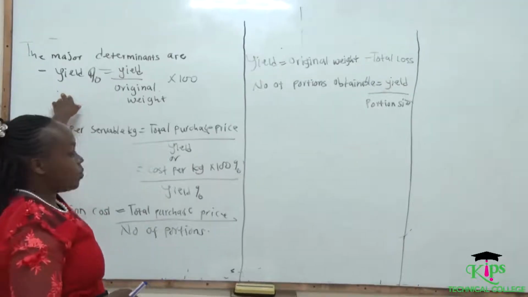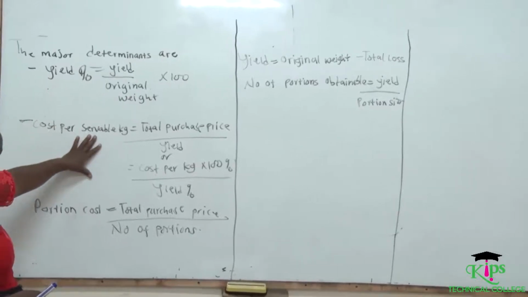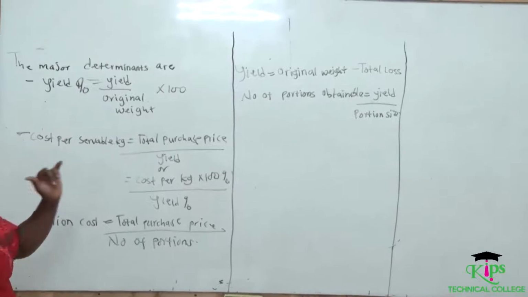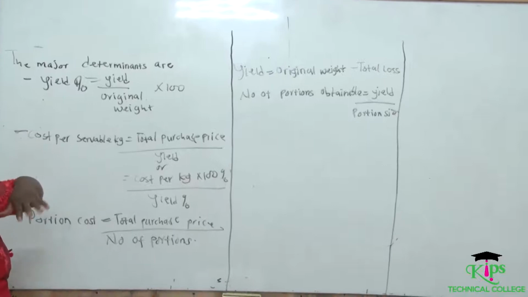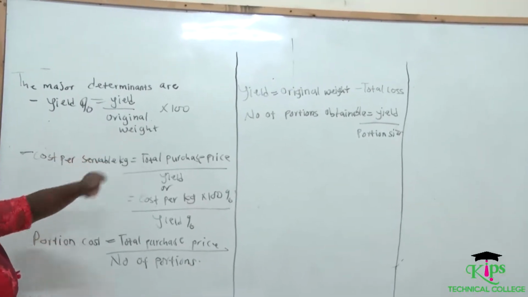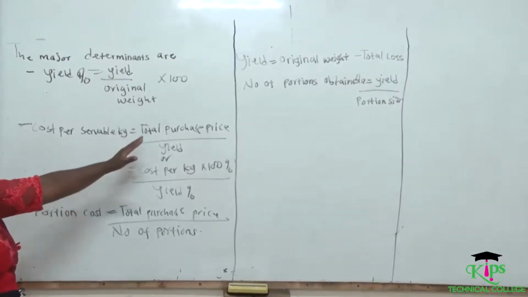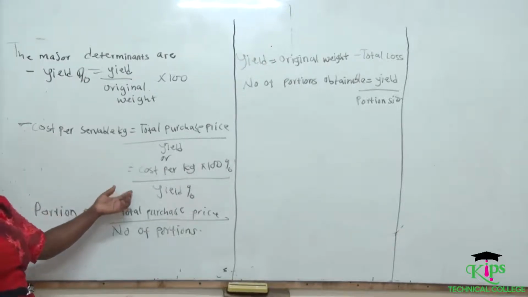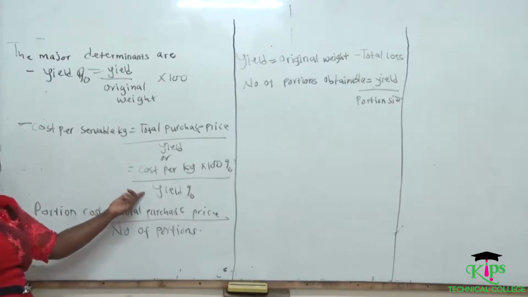Good determinants are the yield percentage, the cost per servable kg, the portion cost, the yield, and the number of portions obtainable. And these are the formulas. The formula for getting the yield percentage is yield divided by original weight multiplied by 100. Cost per servable kg is total purchase price divided by yield, or you can use another formula: cost per kg multiplied by 100% divided by yield percentage.